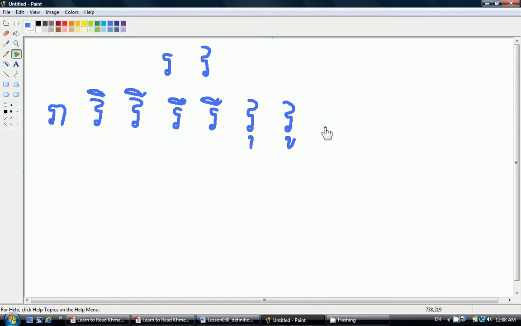Write rom, ro, srak am. Srak am changes the sound to srak am, so rom, rom. Now write re, ro, and srak i. Okay, srak i changes the sound to srak a, so ro a, re.